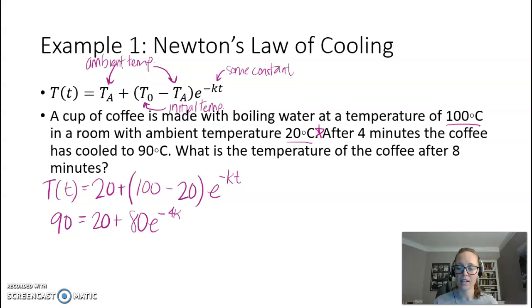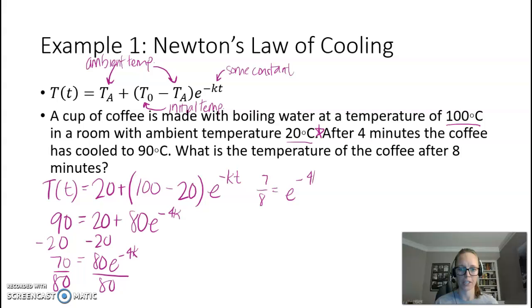I now have an exponential equation that I can solve, and this is what we did in yesterday's lesson. So I'm going to start by getting that exponential part by itself, subtracting 20 from both sides, which gives me 70 is equal to 80 e to the negative 4k. Then I divide both sides of my equation by 80, and that's going to leave me with 7 over 8 is equal to e to the negative 4k.